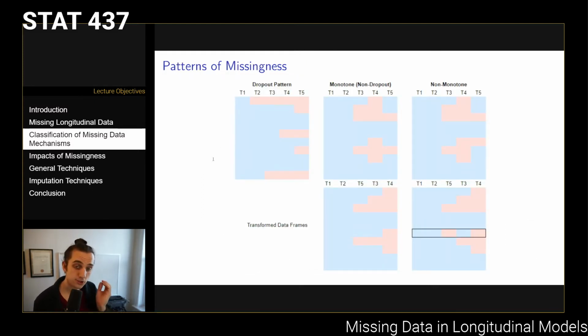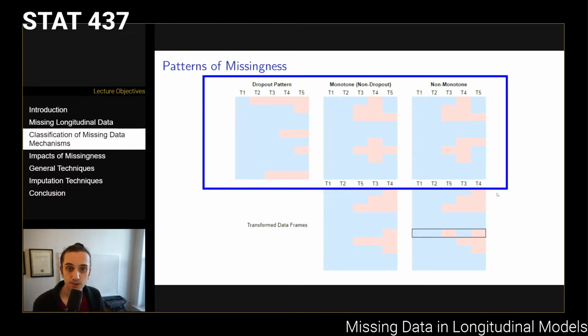Now, in addition to thinking about the mechanism, we can also think about some patterns of missingness, right? So here I have three different data sets, and we can just look at the top row for now. The idea is that the red marks here would be observations that we didn't make. So these are missing values, right? There are a few different patterns going on here, okay? And the pattern of missingness is also going to turn out to be somewhat important.